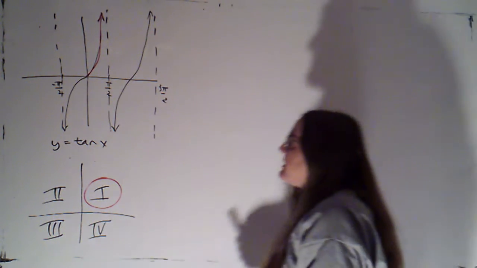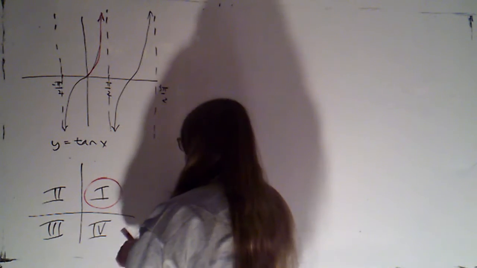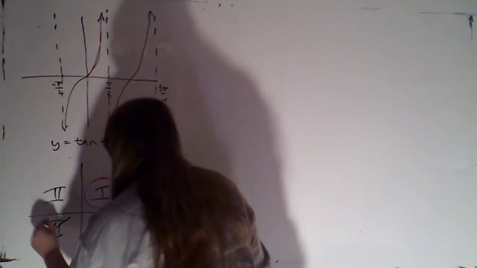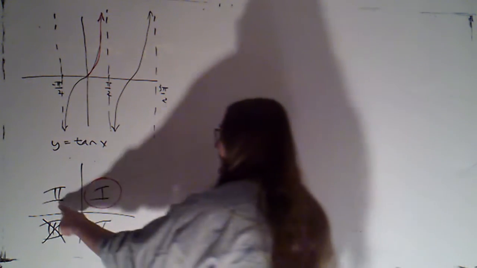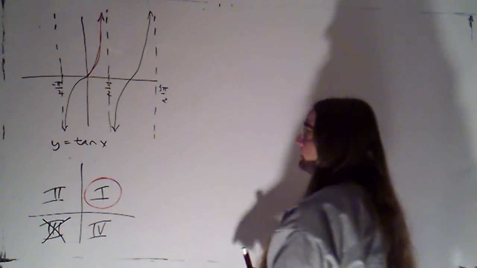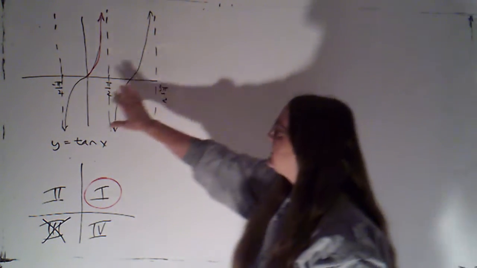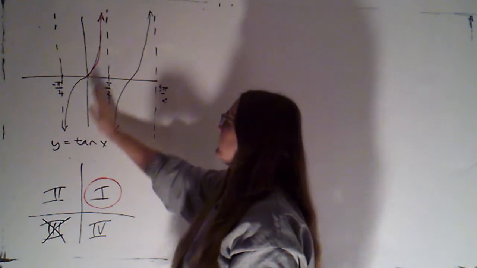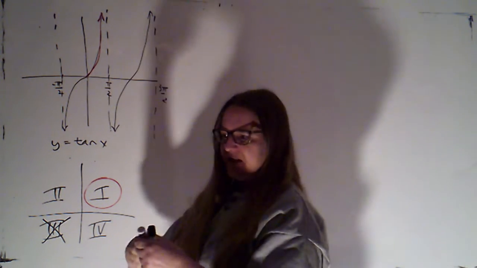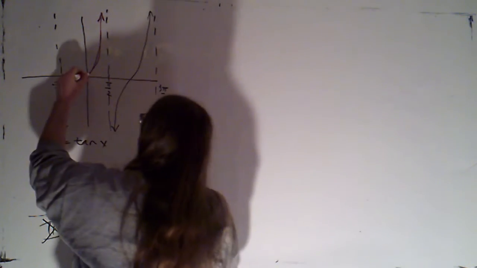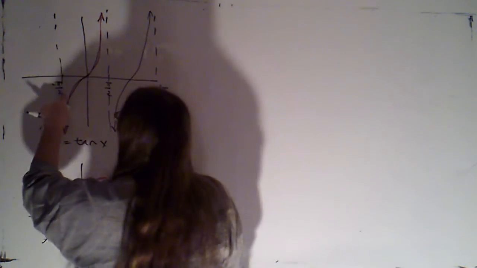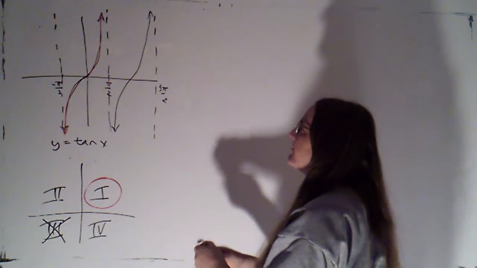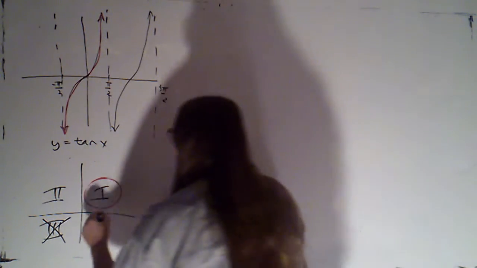Okay, now, if I look at the adjacent quadrants, I know I don't want quadrant 3 because I want to get a connected piece of graph. If I look at the adjacent quadrants, tangent's negative in both of them. But if I look up here, I see that the only way to get a connected piece of graph without having an asymptote smack dab in the middle is to choose the interval from negative pi over 2 to 0, which would correspond to quadrant 4.